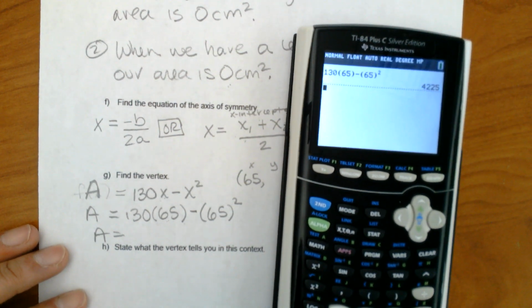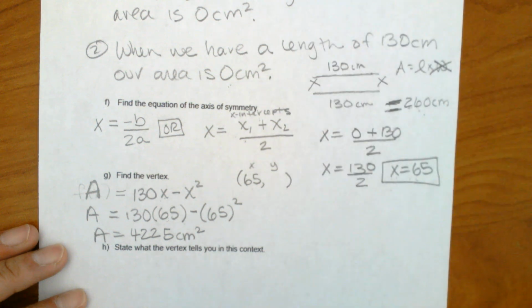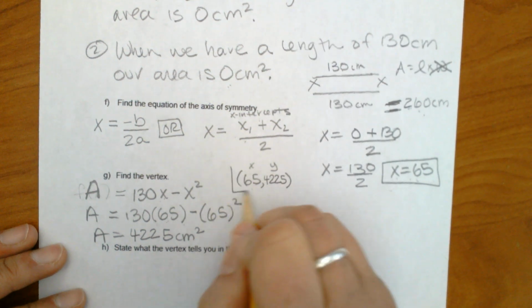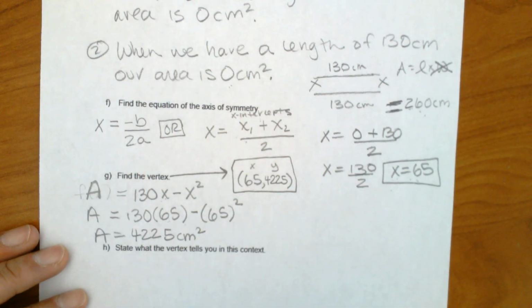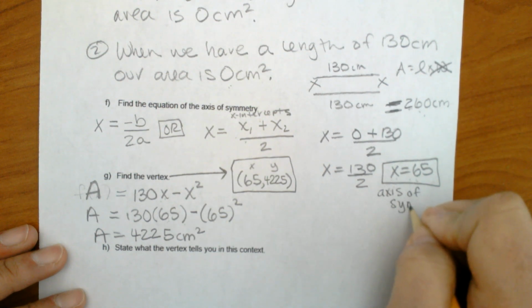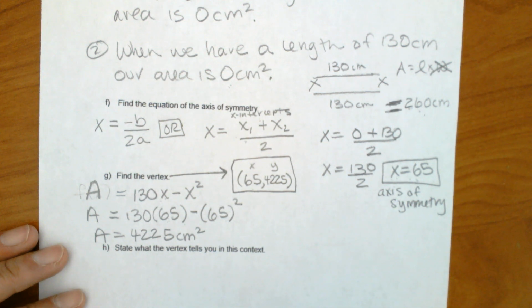Yes, press enter. And I get 4225, and that's going to be centimeters squared because that is an area. So 4225. So this is going to be my vertex. Okay, and we can even label this axis of symmetry. If you want to label everything on your paper, there you go.